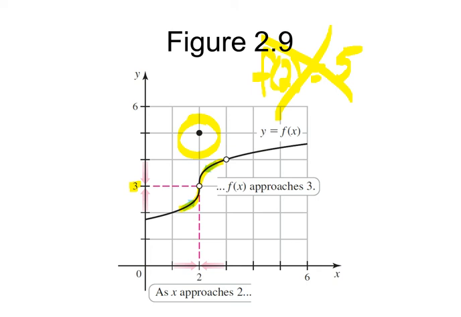This limit is talking about what does the graph approach as we approach a certain x value. And so in this graph, as we approach the x value of 2, our y value approaches 3. All right? And so even though we're defined somewhere else, we still approach this y value of 3.